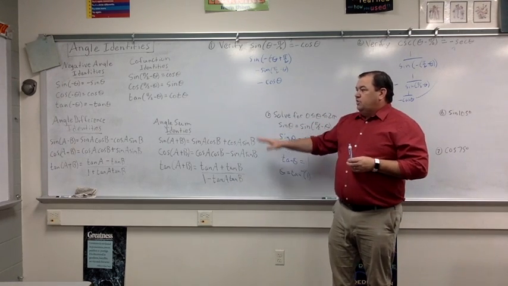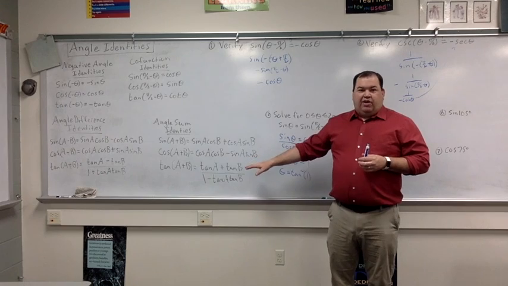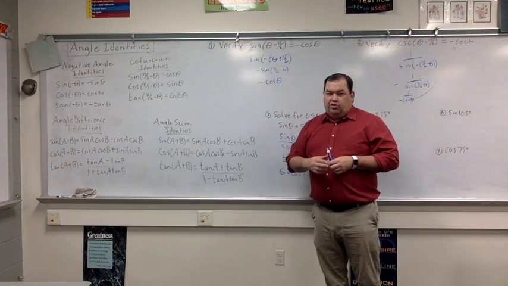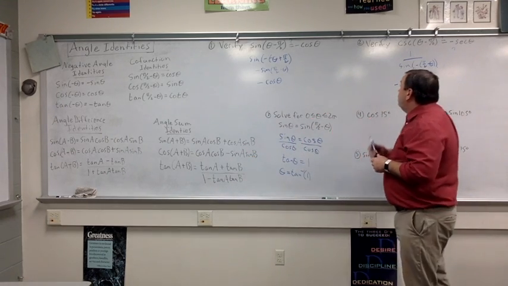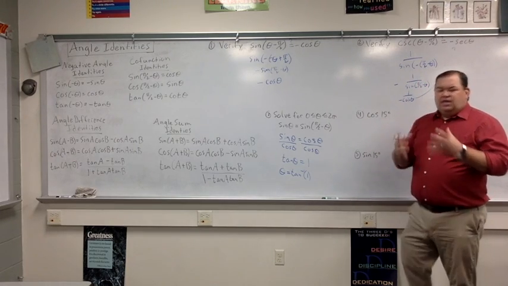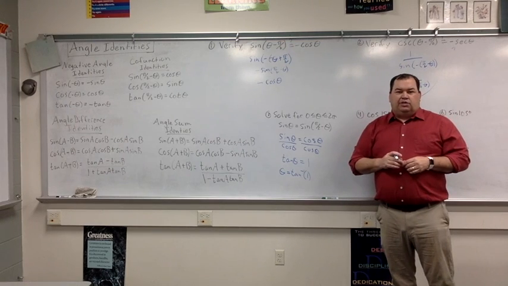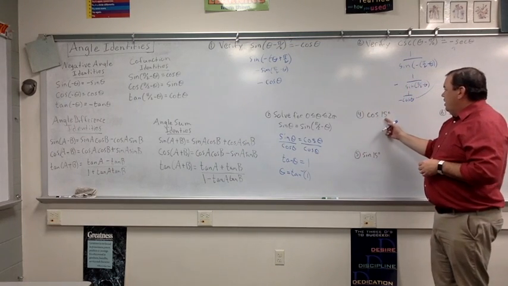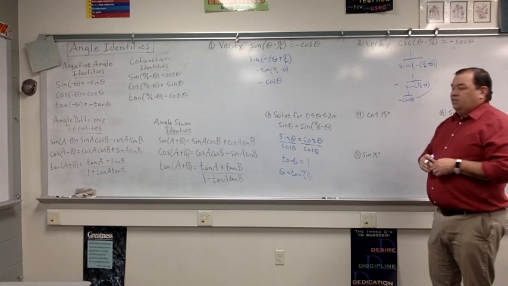Obviously, there's a lot here to take in, but you have access to these and you can freely use those identities. So the first thing I want to do is find something that's too small. It's not listed on my unit circle. It's in between 0 and 30. I'm looking for the cosine of 15.